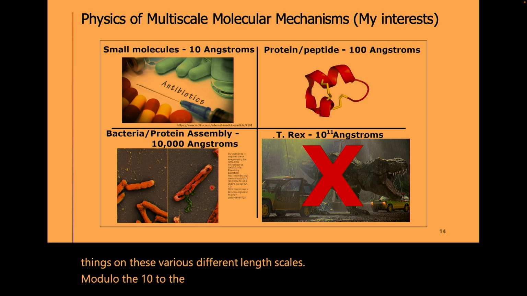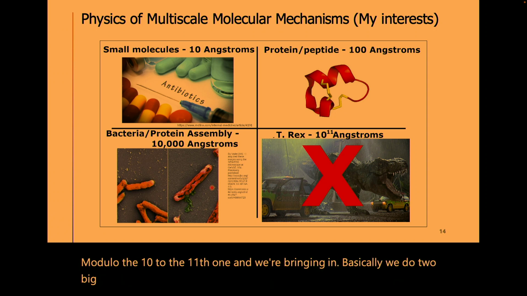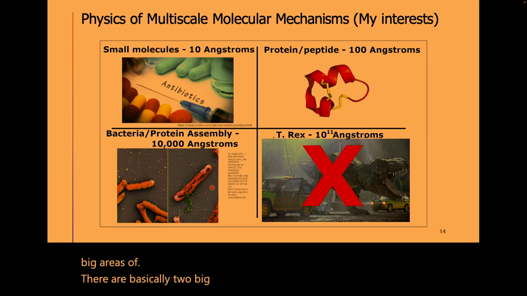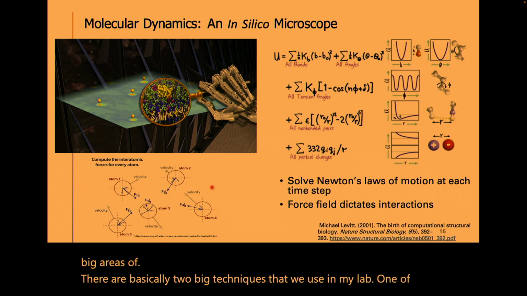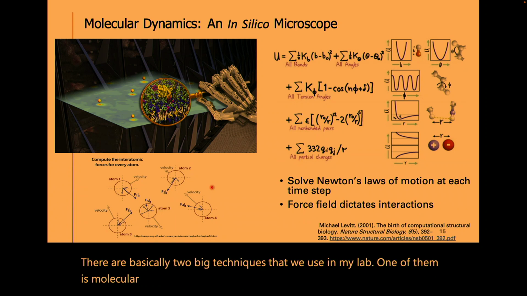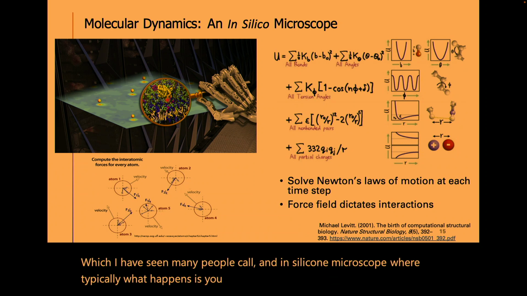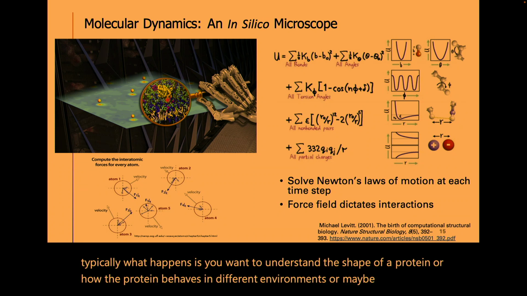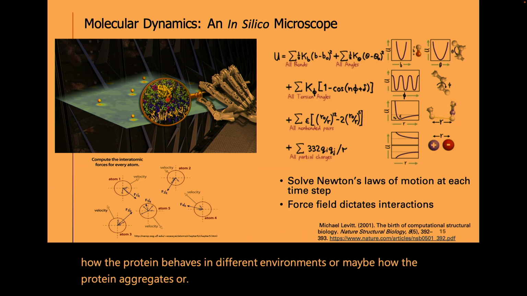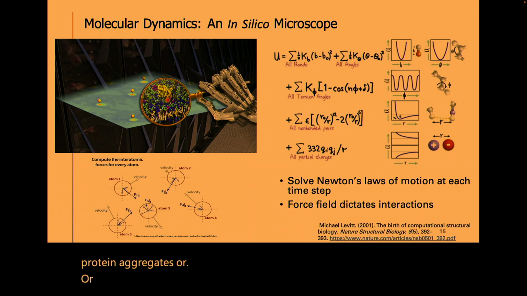And we're bringing in, basically there are two big techniques that we use in my lab. One of them is molecular dynamics, which I have seen many people call an in silico microscope, where typically what happens is you want to understand the shape of a protein or how the protein behaves in different environments, or maybe how the protein aggregates, or what happens if you change various things about the protein.